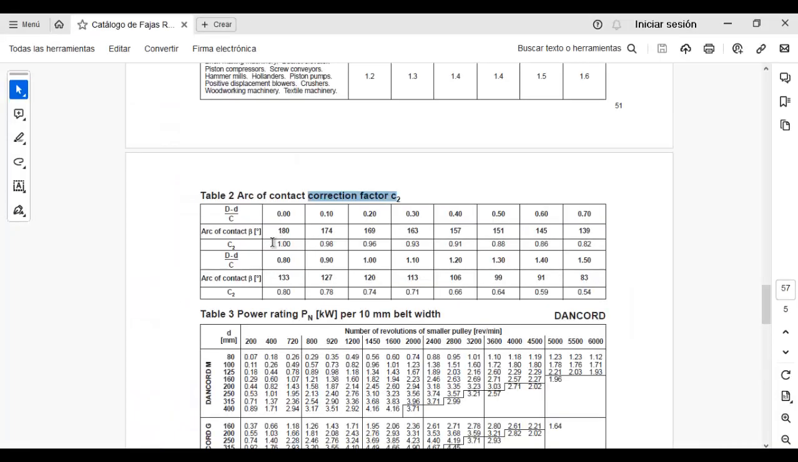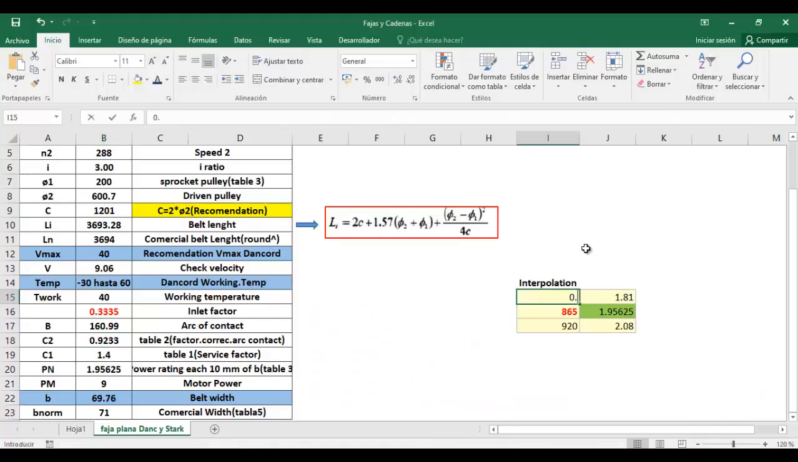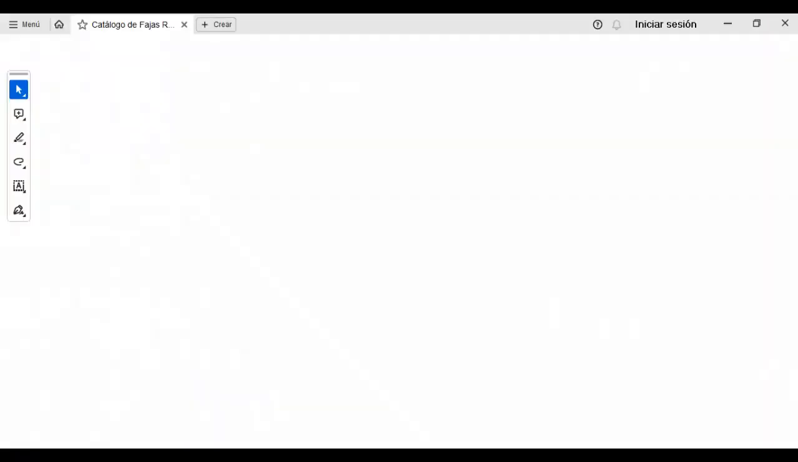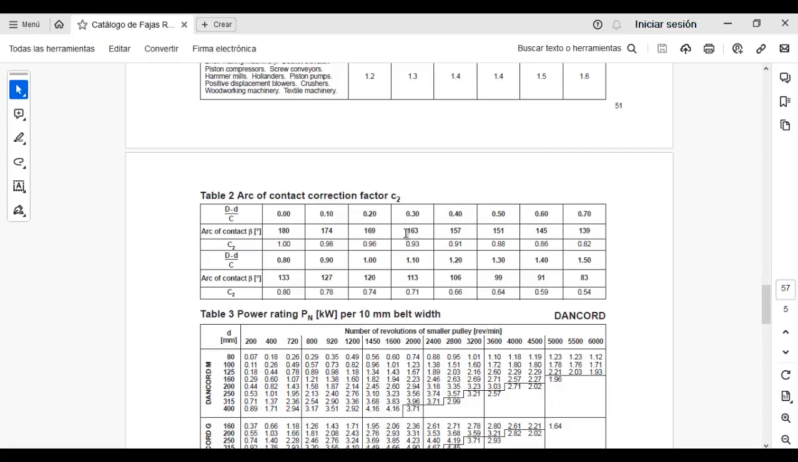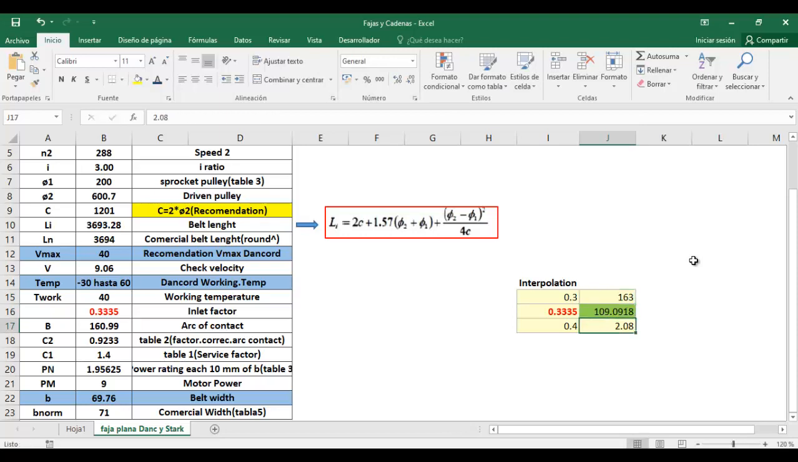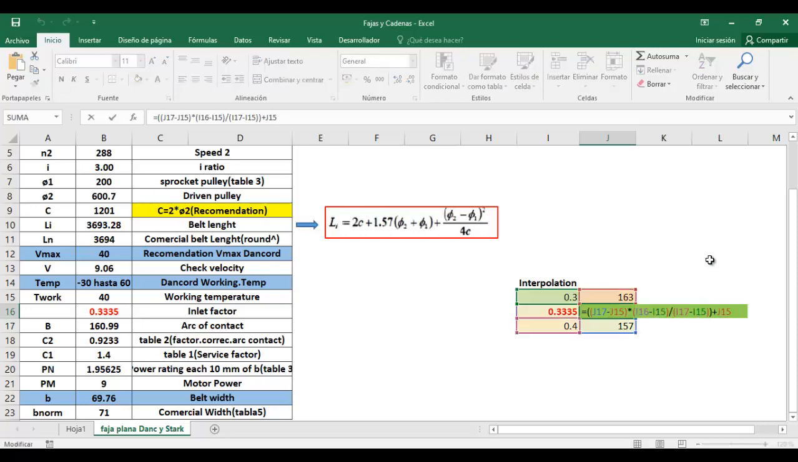So we have 0.3335, and it's from here. We have to make an interpolation. So let's put it: we have 0.3, 0.3335, 0.4, and then we have 163 and 157. Okay, we have this. As you can see, that's the reason why I put it here. This is only for mathematics. You need to know how to make an interpolation, but if you want to see it, it's from here.